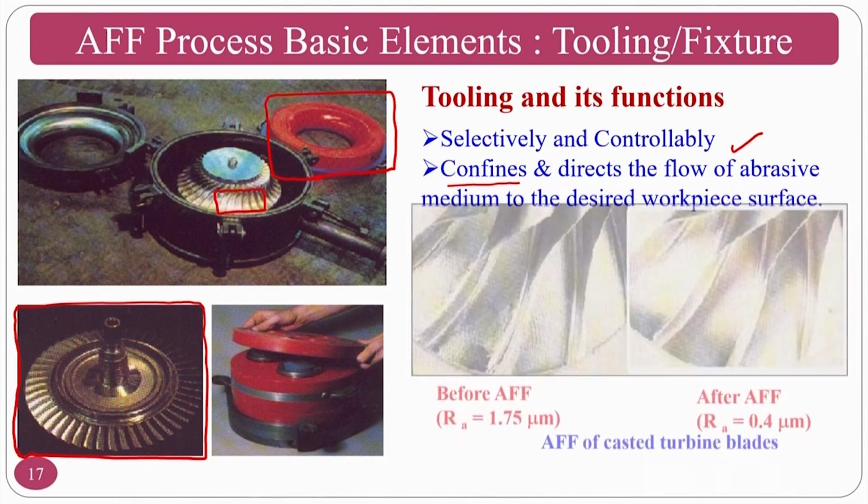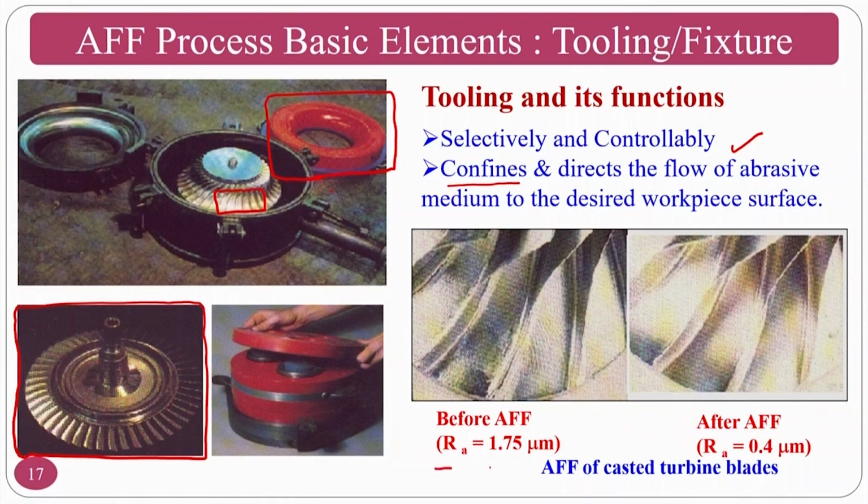This is the measure, and you can see the before and after finishing. Before finishing it is 1.75 microns, and after finishing it is 0.4 microns. This is how the cast blades can be finished. So, I hope you understood now that the function of the tooling or the fixturing is to hold the workpiece firmly, and at the same time to direct the medium across the surface uniformly and controllably to finish that particular section only, not the other sections.